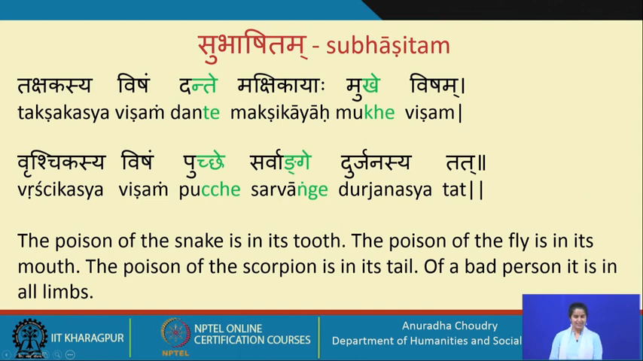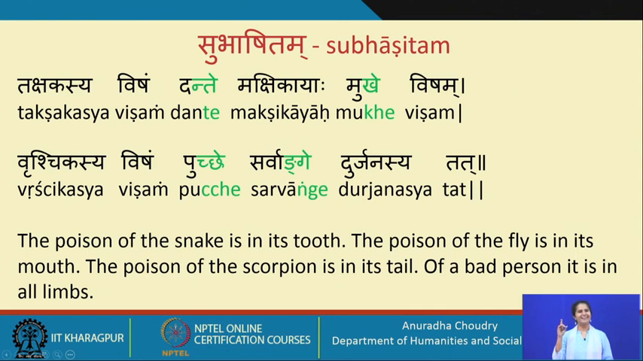So, I'll just translate it for you entirely and then I will recite it and ask you to recite after. The poison of the snake is in its tooth. The poison of the fly is in its mouth. The poison of the scorpion is in its tail. Of a bad person, it is in all limbs. Alright, and now I'll recite it for you, recite after me and then we'll do it together. Takshakasya visham dante, makshikayaha mukhe visham, vrishchikasya visham puchhe, sarvange durjanasya tat.